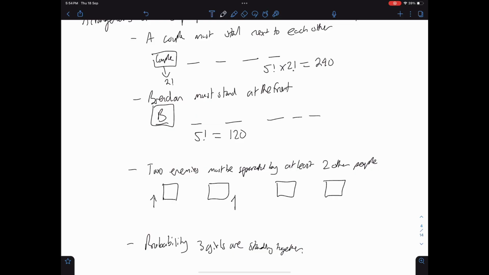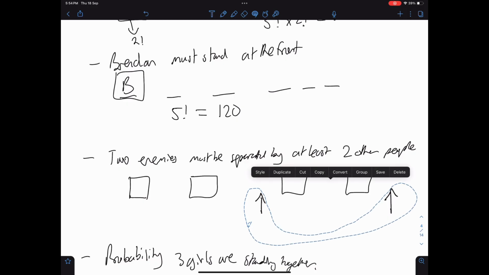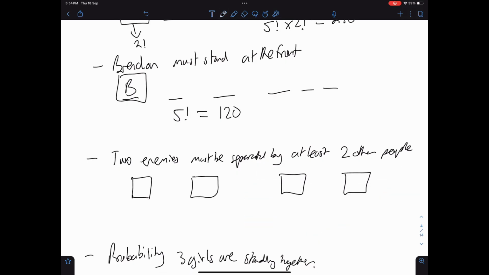They can either be like this, that's 2 people apart, or like this, where they're 2 people apart, or like this, where they're 2 people apart. And they could have been switched around anyway, so again, I'd probably split it into cases.